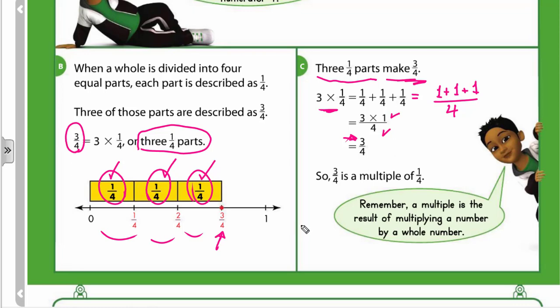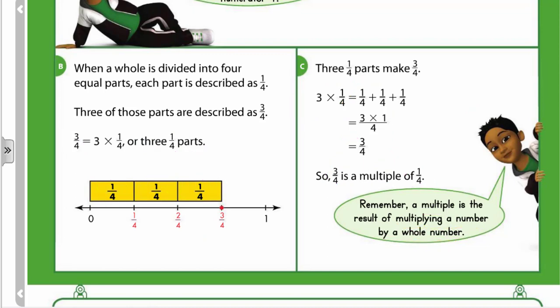So, my heroes, 3/4 is a multiple of 1/4. Do you remember what we mean by a multiple? It's written also here. It is the result of multiplying a number by a whole number. Because we can multiply 1/4 by 3 to get 3/4, 3/4 is a multiple of 1/4. Let's move down, my heroes.